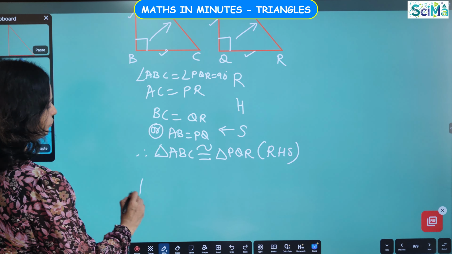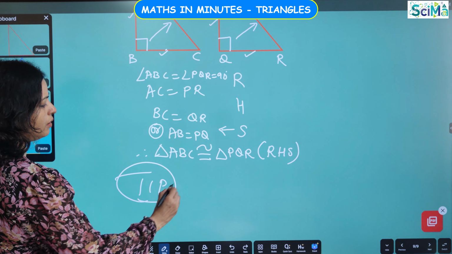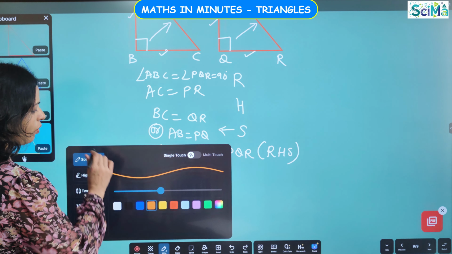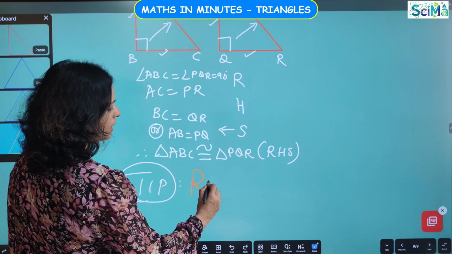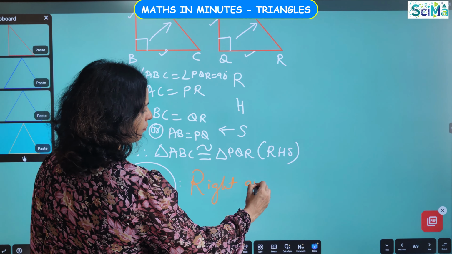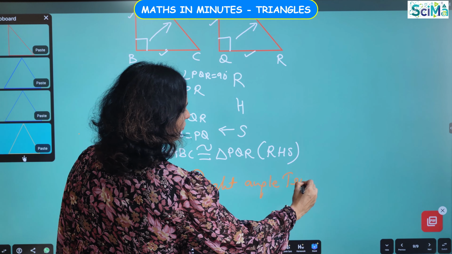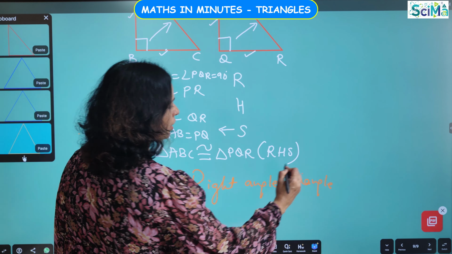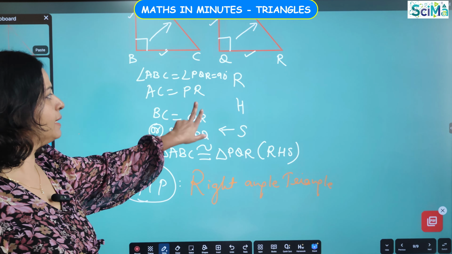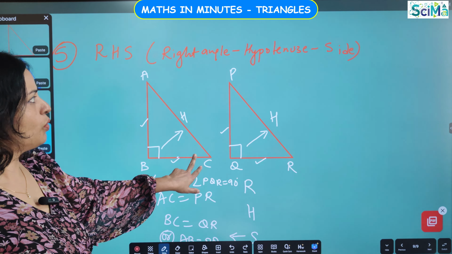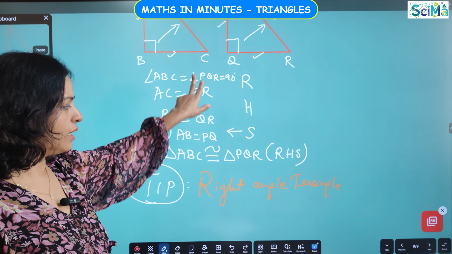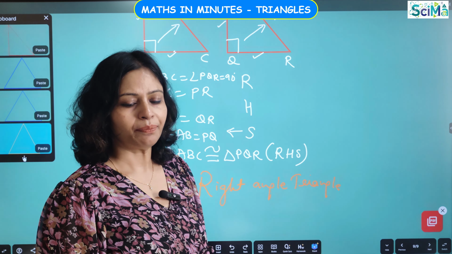So the tip is here, it's always applicable to right angle triangle. Okay, RHS rule always applies to right angle triangle only.